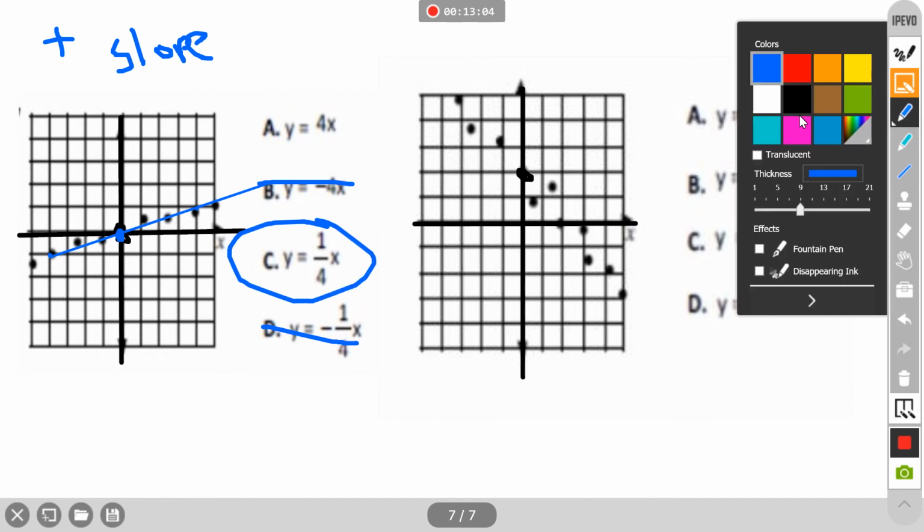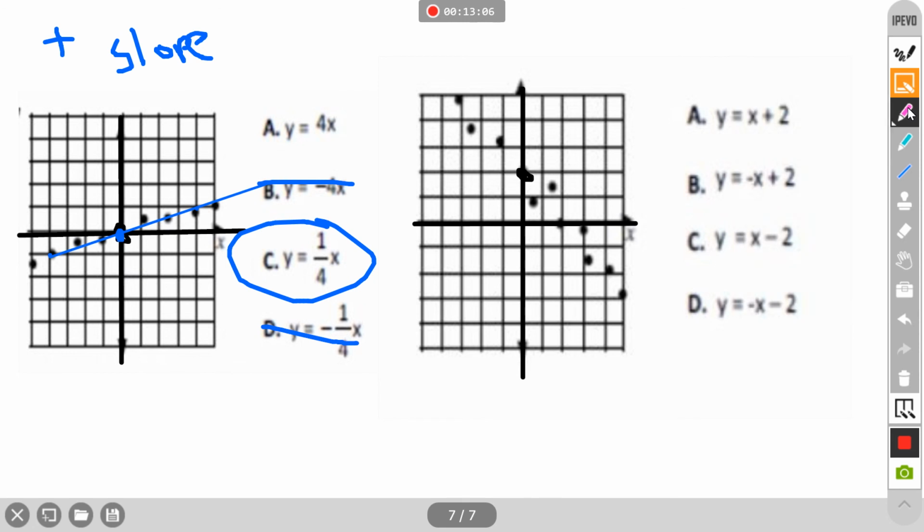Okay, if we take a look at the next problem, again, this is a negative slope. It has a negative correlation or negative trend. So that means I'm looking for a negative slope, and automatically I can get rid of answer choice E. Answer choice A I can get rid of because it has a positive slope, and answer choice C I can get rid of because it has a positive slope. So we're just going to focus on B and D.